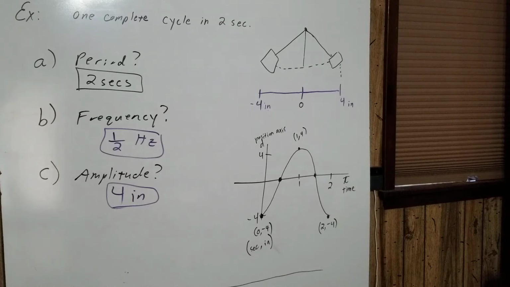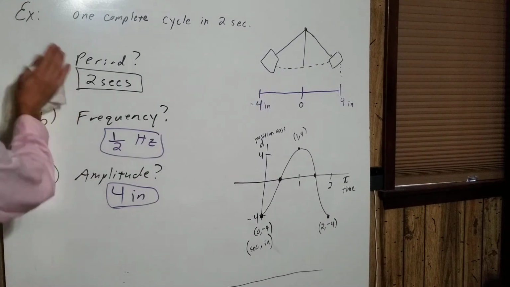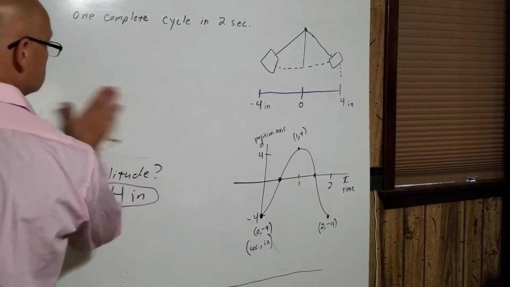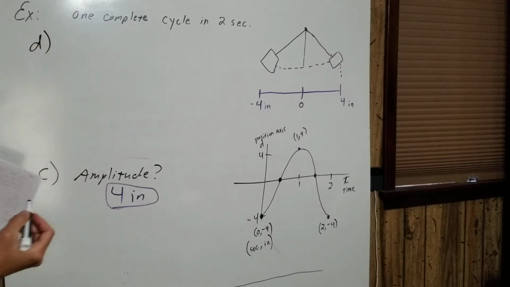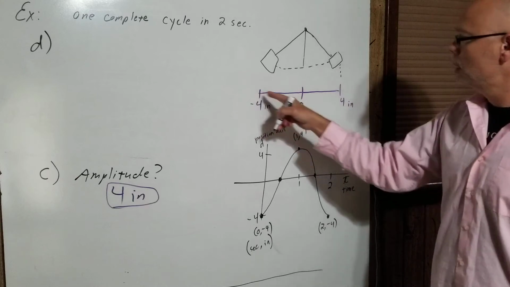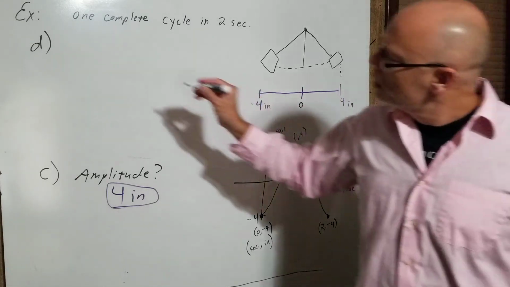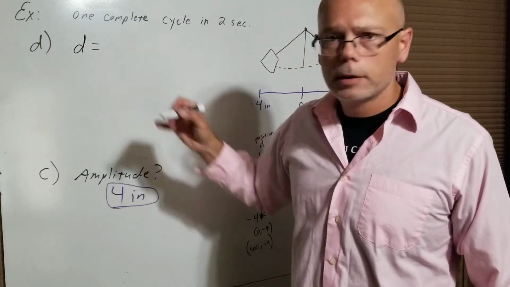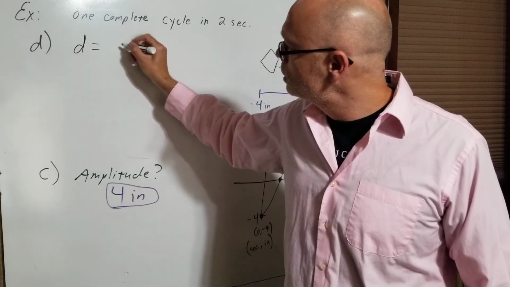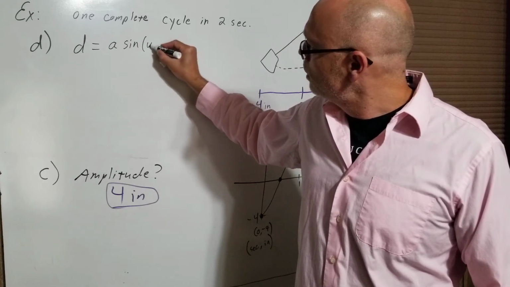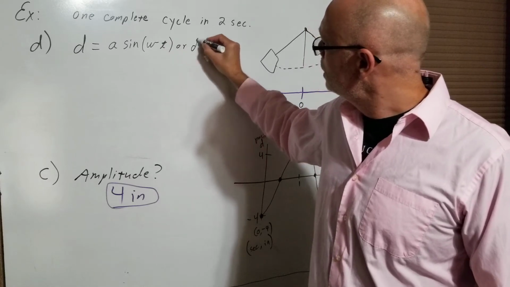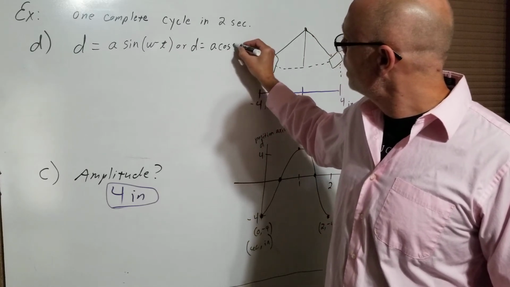Okay. Let's look at D. Write a function that models the displacement D in inches of the bob as a function of time in seconds. Alright, I'm going to have to erase some of this so I can write. Alright, part D. Write a function that models the horizontal distance basically. They told us to use either this on the previous page of notes. They told us to use D is equal to what? A times the sine of omega t, or D is equal to A cosine of omega t, right?